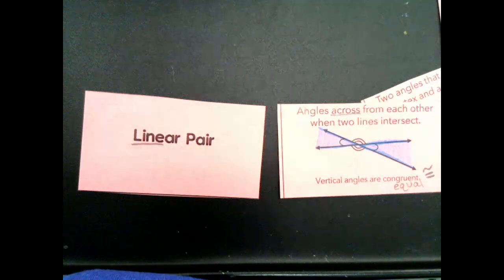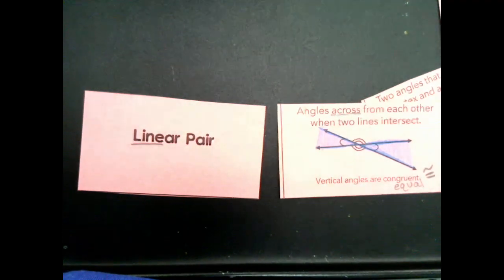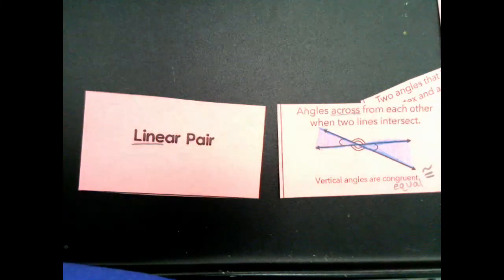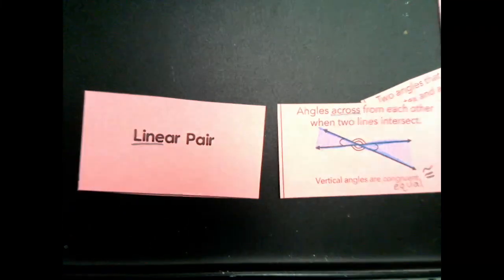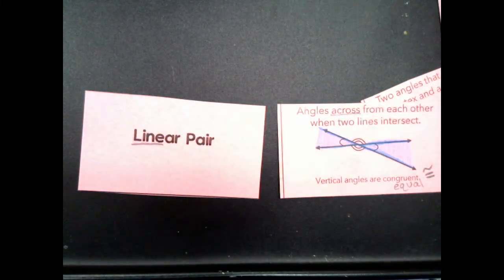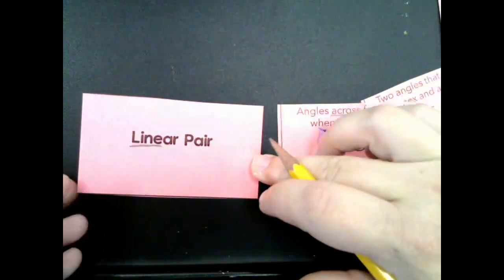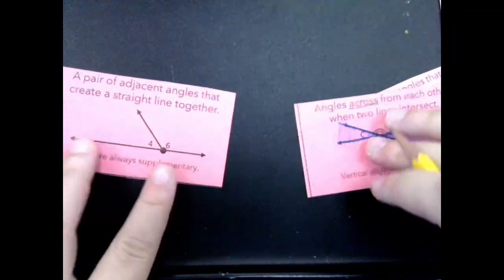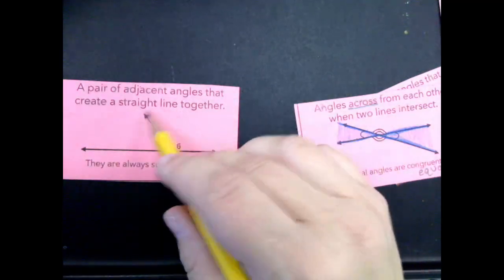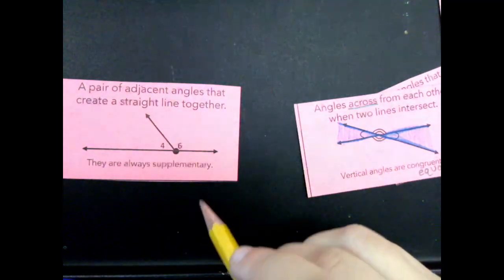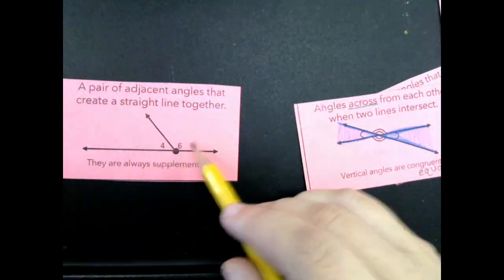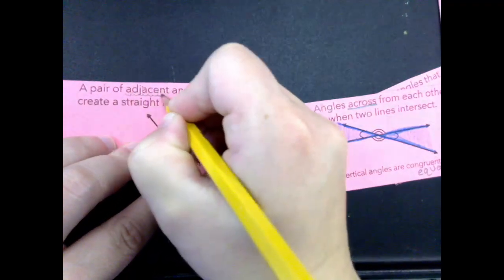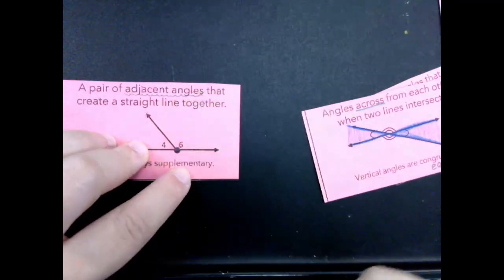And pair usually means how many? Two. But even though we have a linear pair with two, it's not that we have two lines. It's that we have two angles that make a line. Okay, so as I flip this over, it's a pair of adjacent angles, so angles next to each other, that create a straight line. So I'm going to just underline or squiggle underneath that word adjacent angles.